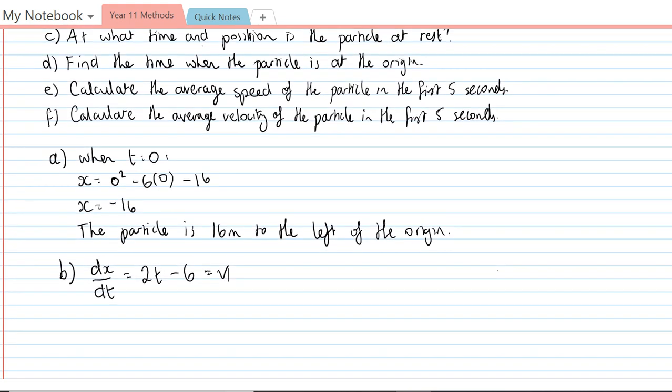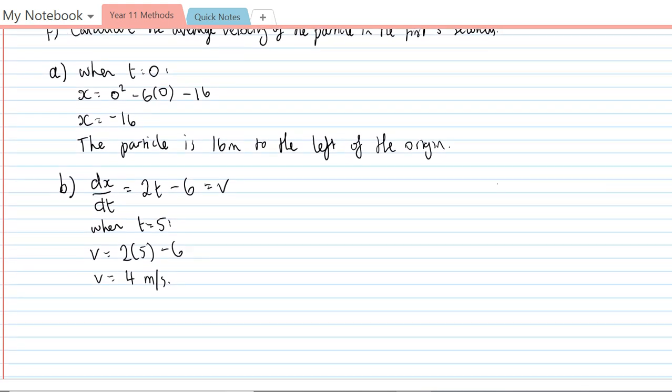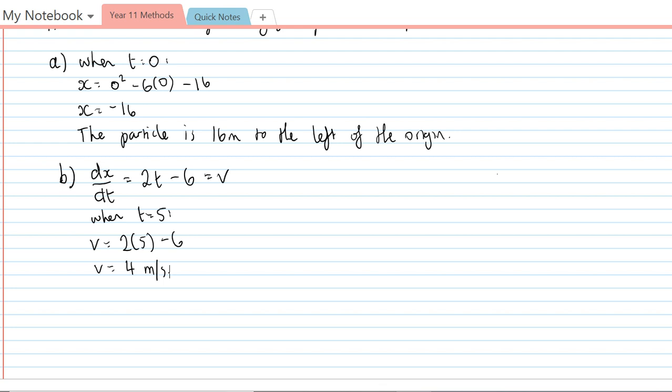I need to describe the motion when t equals 5. So when t equals 5, v equals 2 times 5 minus 6. So v equals 10 minus 6, which is 4 meters per second, because these units are measured in meters and seconds. And so to describe the motion, velocity is positive, which, as I said, means that it's moving to the right. So the particle is moving to the right at 4 meters per second.